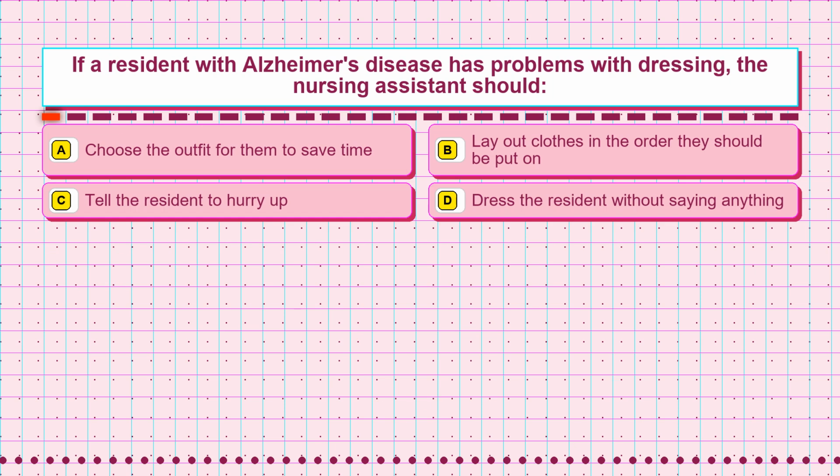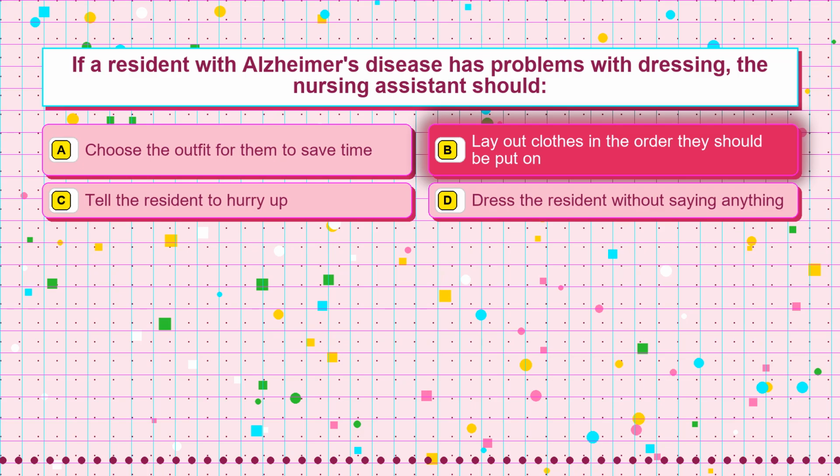Question 27. If a resident with Alzheimer's disease has problems with dressing, the nursing assistant should: Option A, choose the outfit for them to save time. Option B, lay out clothes in the order they should be put on. Option C, tell the resident to hurry up. Option D, address the resident without saying anything.